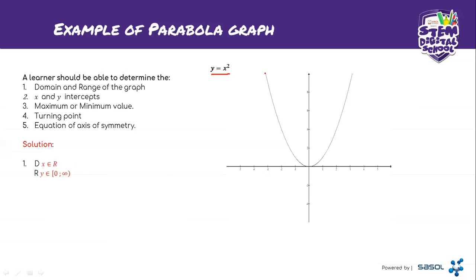You can see from the graph here, normally this graph continues, so it must have arrows there to show that the graph still continues. You can see this graph continues along the x values.